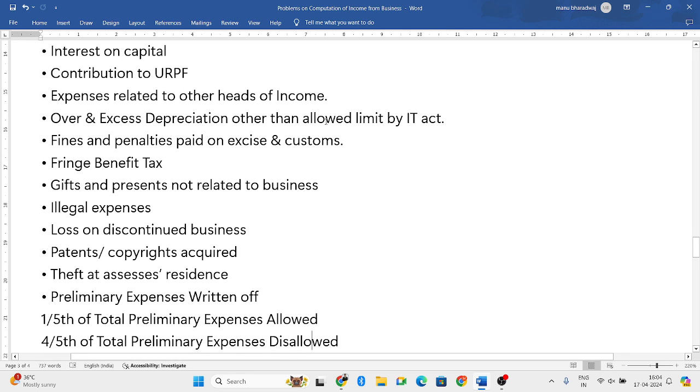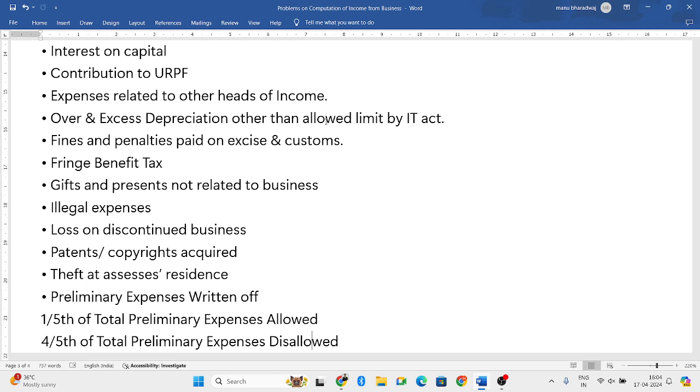Expenses related to other heads of income. If any expenses relate to income from house property, capital gains, or other sources, for all other heads of income, you don't consider them over here. Excess depreciation charge: I have explained this already with an example.